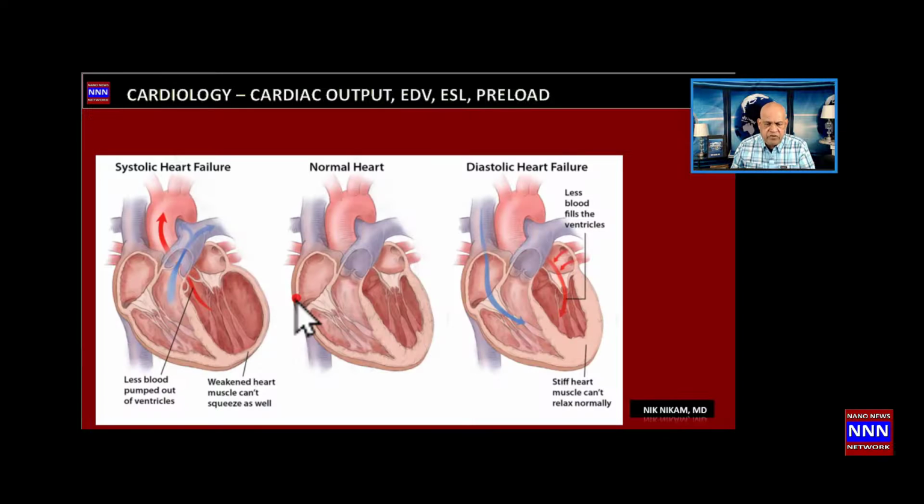In the next presentation, I'm going to talk about how we apply these principles in understanding the pathophysiology of congestive heart failure, normal heart, and hypertrophic cardiomyopathy, and talk about the systolic versus the diastolic heart failure.